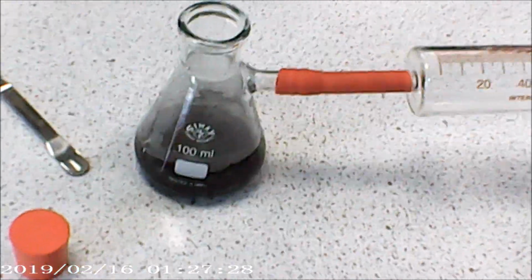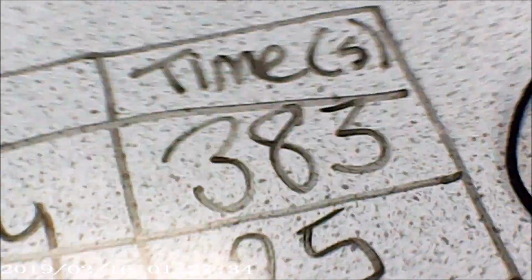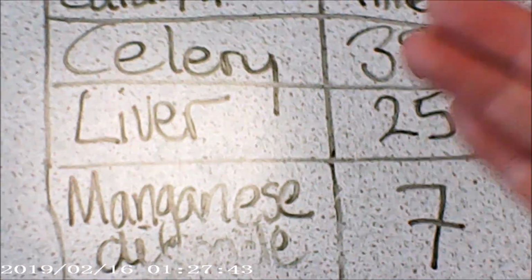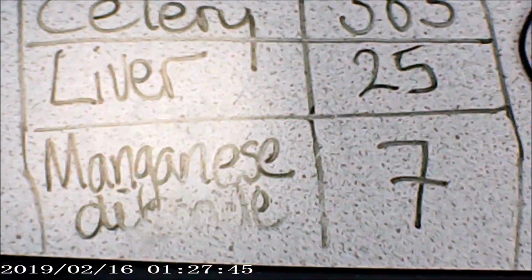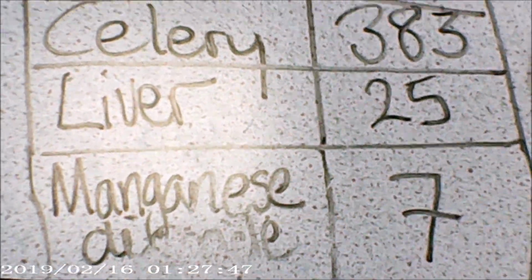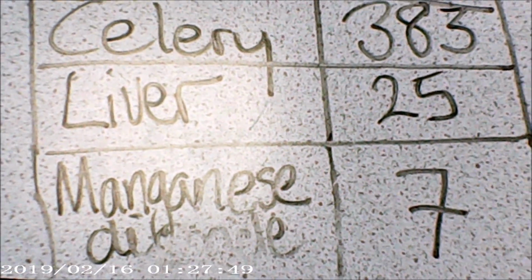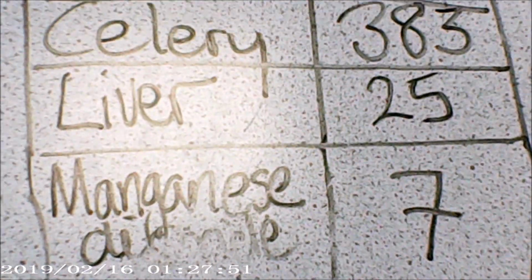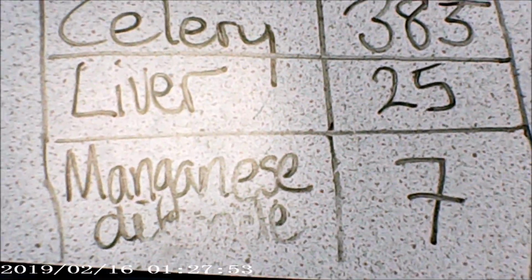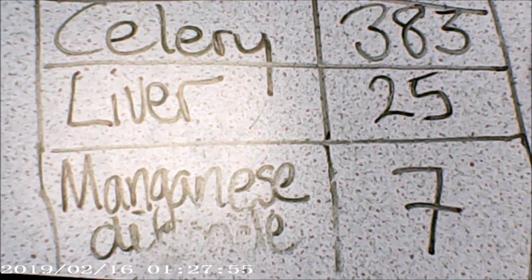Right, so going to add the results. We'll find that, so 7 seconds on there. So as you can see, even though all of them did catalyse the reaction, the manganese dioxide provided the best pathway with the lowest activation energy needed for the reaction.